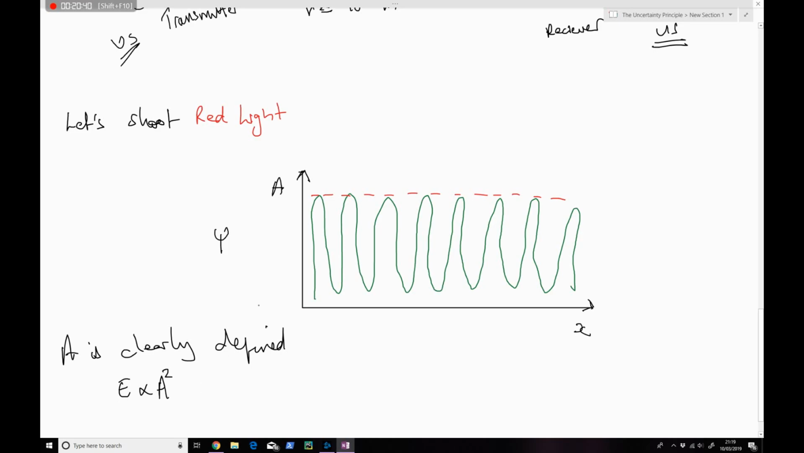In fact, as far as I can remember, the kinetic energy of an electron is equal to its momentum squared over twice the mass. So this means that if mass is constant, then the momentum of any particle is directly related to the kinetic energy. So if we can clearly define the amplitude of the wave function, it means we can measure the momentum of the electron with great precision.